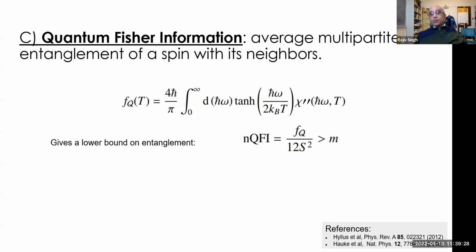What does m plus 1 partite entanglement mean? If I have m partite entanglement, it means that in the ground state, you always have at least m spins that are entangled together. So if I have bipartite entanglement, it tells me that whatever the state is, there are always at least pairs of spins that are entangled in the ground state. If I have 3-partite, however I write the ground state, I always have at least 3 spins entangled with each other.